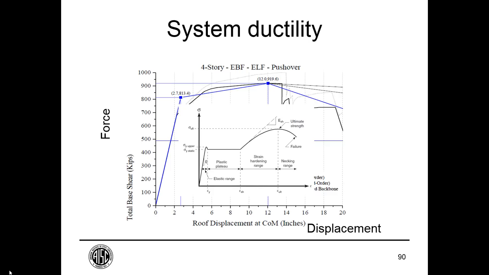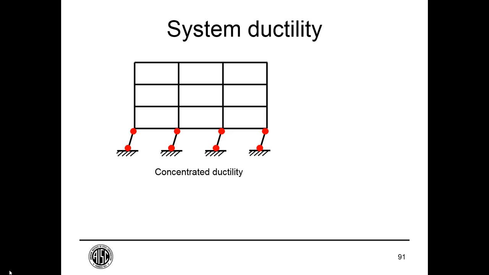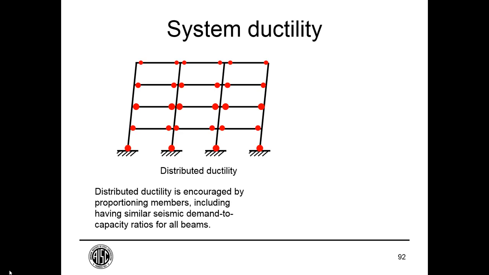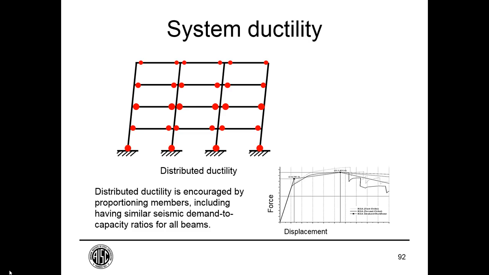So steel is ductile, yes, but that's not enough to give us a ductile system. So we avoid concentrated ductility, and this is a graph for a similar study where the ductility was concentrated. And we try to encourage distributed ductility that leads to much greater system ductility.